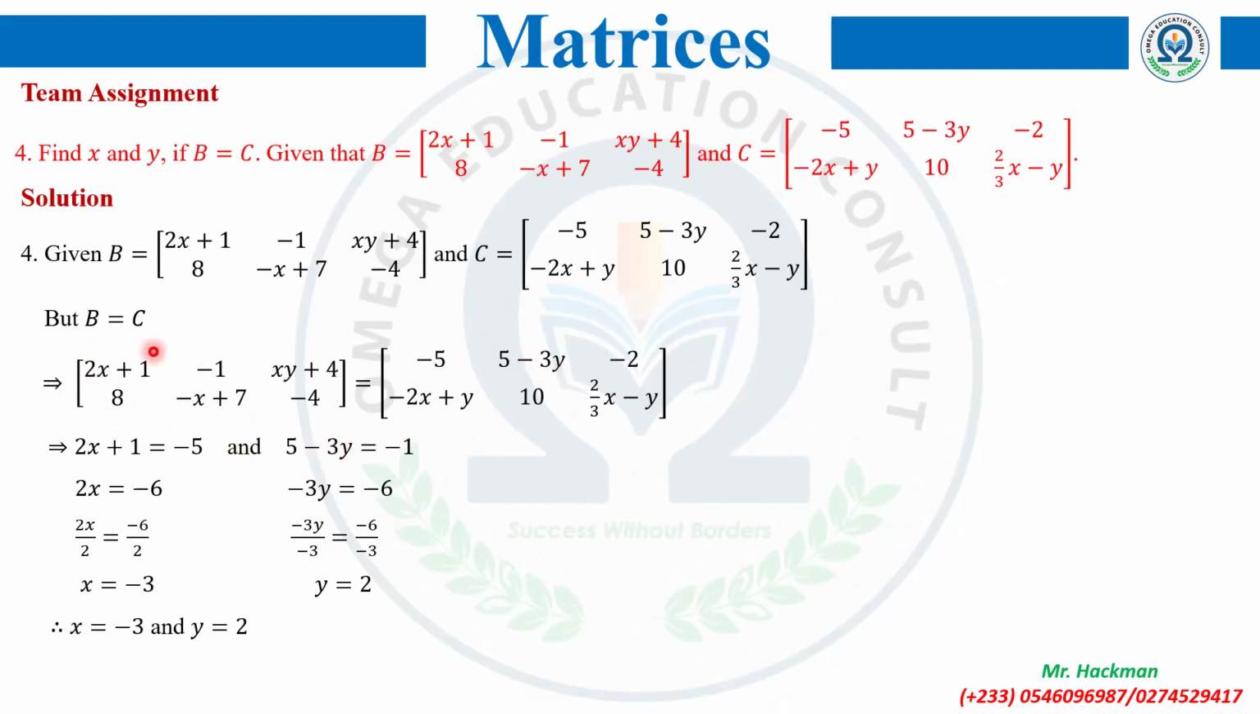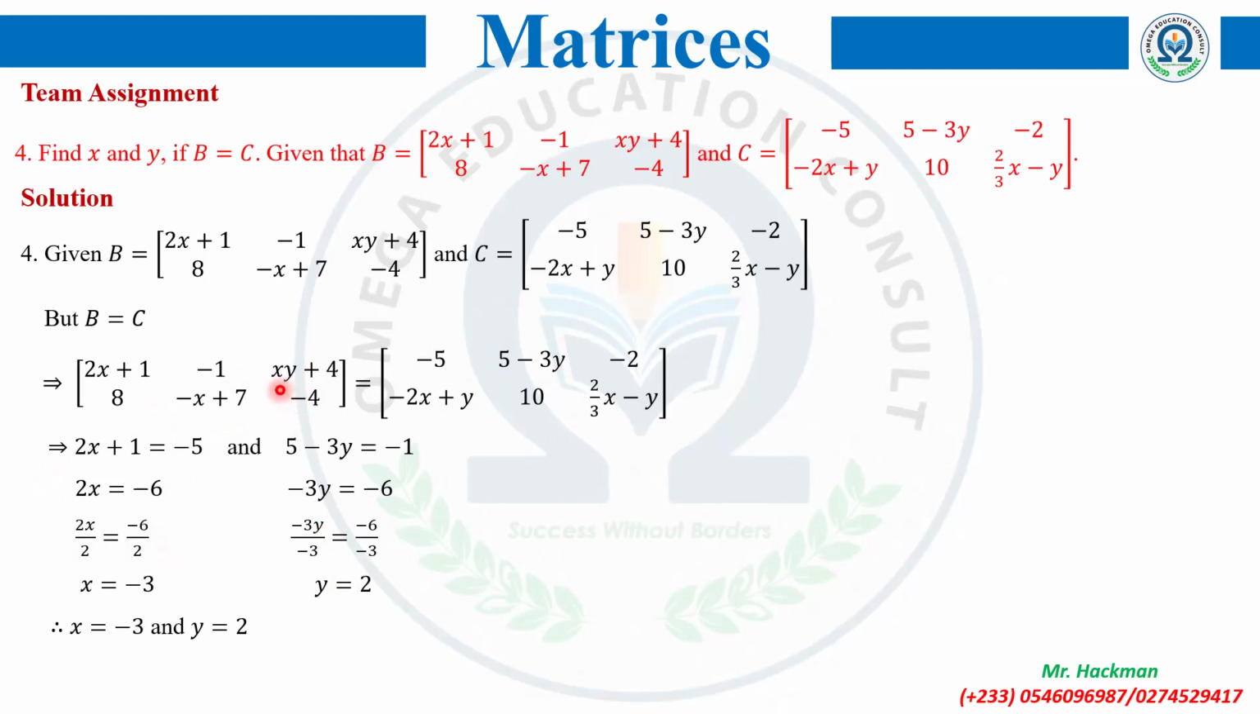But check, if I look at this entry, it involves only x. This involves just a constant. So I can form my equation to easily help me find x. Someone can also equate this and this, but pick the one that, when you form your equations, will be very easy for you to solve. So I equated this first entry to this particular entry, and it gives me an equation strictly in x, and I solved for x. And if I want to find y, I can equate this entry to this entry, and it will give me only an equation in y, then I solve.